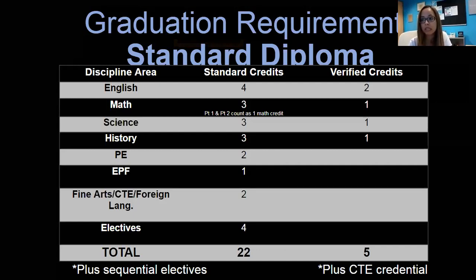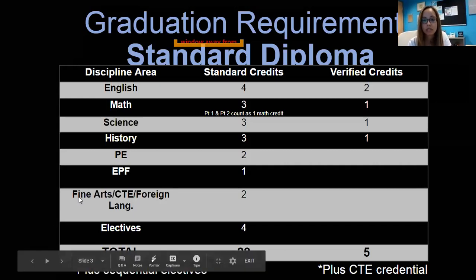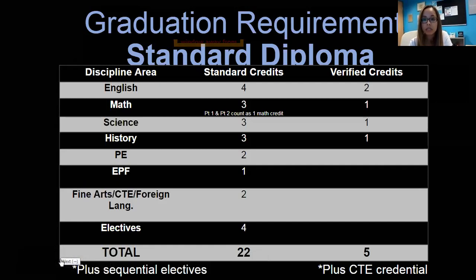For health and PE, you need 2 years of that, which students typically take in 9th and 10th grade. You also need an EPF, which stands for Economics and Personal Finance. You need 1 credit for that, and students typically take that in 11th grade. You also need 2 fine arts, CTE, or foreign language credits. It could be either one of those areas. And then you have room for elective credits, which could be of your choosing. When you meet with your counselor, you will go over the electives that you're interested in taking and the requirements for those, if there are any prerequisites.